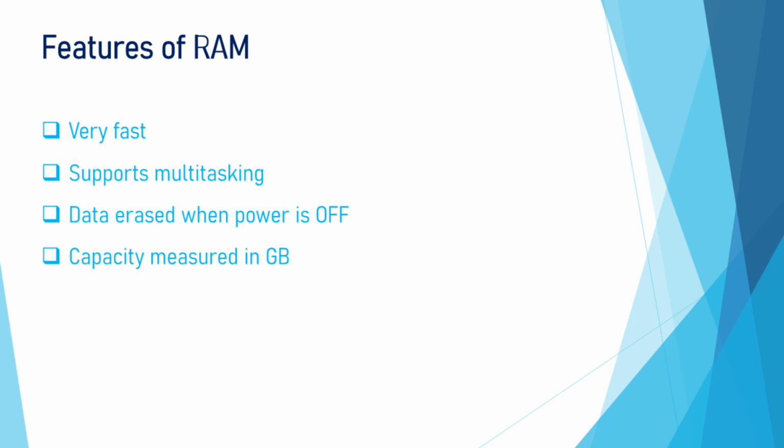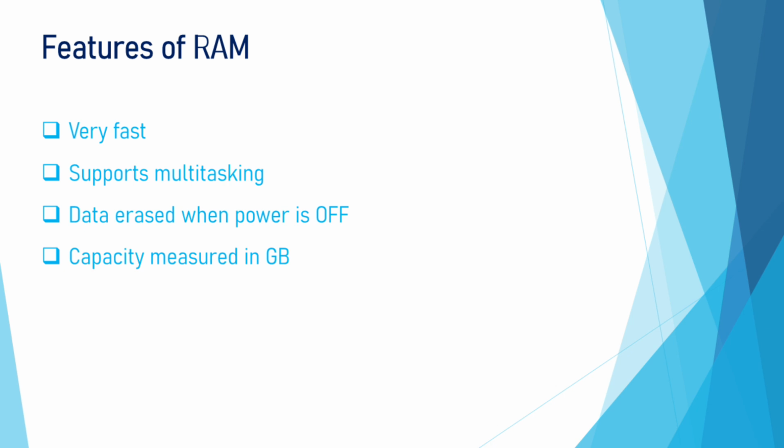Volatile means the data stored in this RAM is lost when the computer is switched off. That means when the computer is turned off, all the programs or the data that is loaded onto the RAM while the computer was running will be erased. Second, RAM supports both reading and writing. We can do both activities. We can read files from RAM and we can write onto the RAM as well.